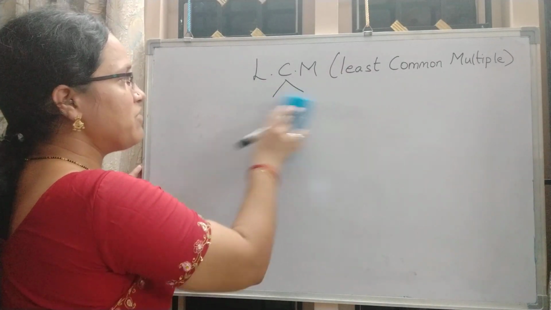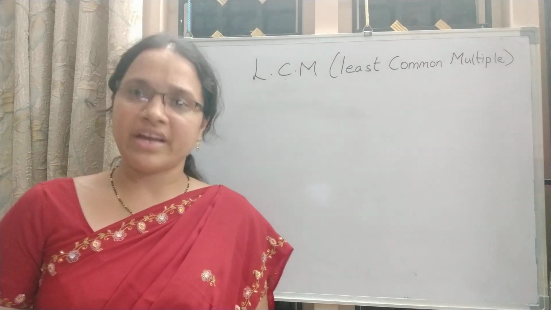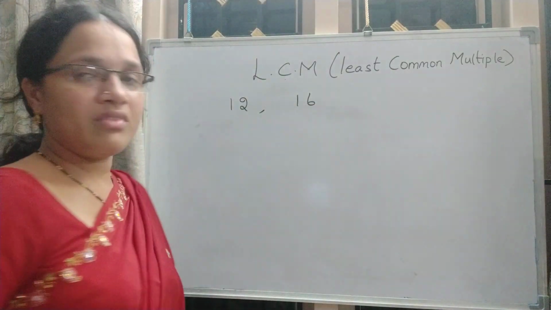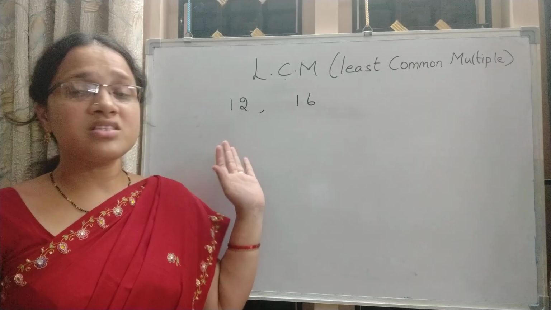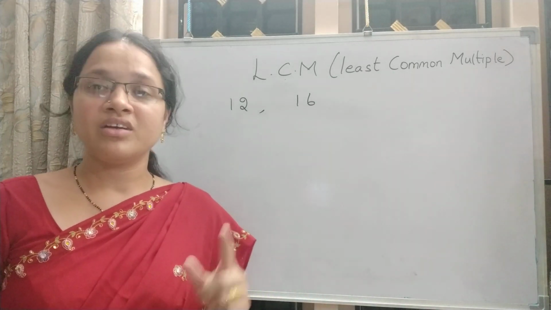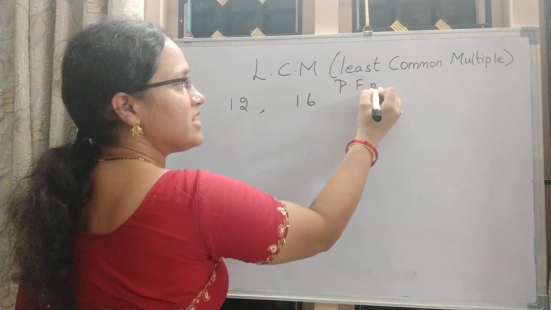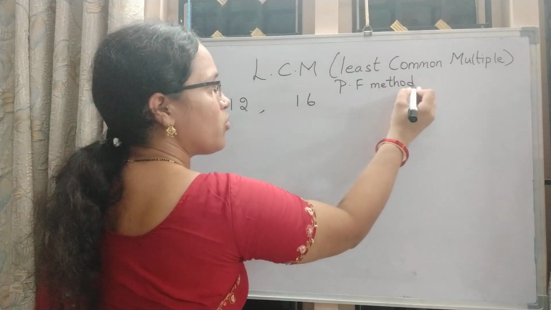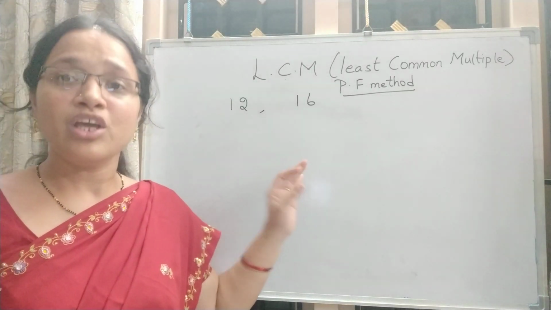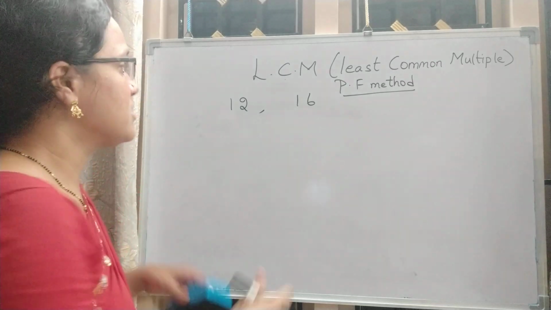Let us see the prime factorization method of the same two numbers which we have seen for HCF, 12 and 16. Here the process continues to be the same, similar in both LCM as well as HCF, when we are finding the LCM using the prime factorization method. So what are the things you should remember? You should do prime factorization of the two numbers separately using only prime numbers. Is it clear? Yes.